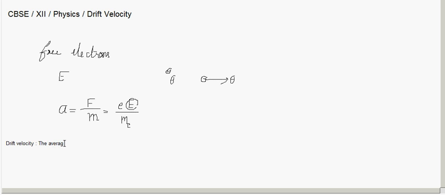The average velocity of the electrons gained against the electric field is called drift velocity. And drift velocity is generally represented by v suffix d, a small v suffix d.